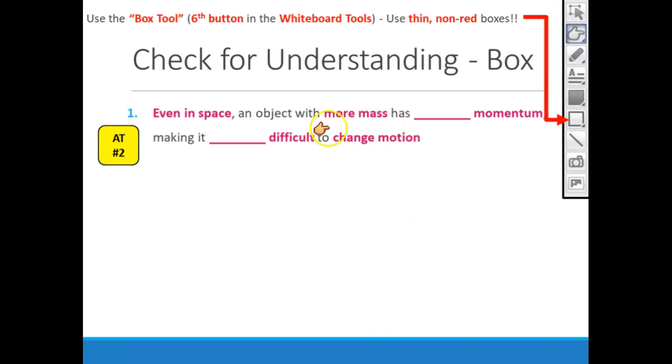Excellent. All right, so let's fill in these blanks together. Even in space, an object with more mass has what momentum? More or less? An object with more mass has what kind of momentum? What do you guys think?